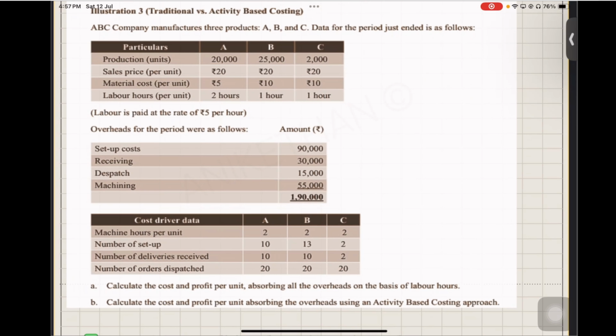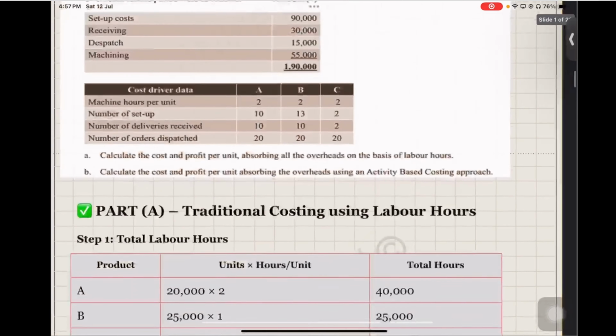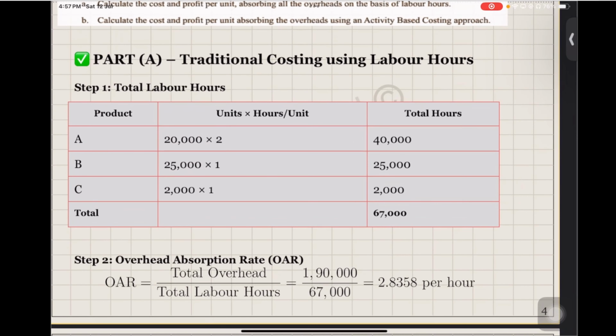After that, overhead. So overhead you have to absorb this 1,90,000. You have to absorb on the basis of labor hours. So that means you have to calculate the denominator, which is the total labor hours. Total labor hour, how do you calculate? For product A, 20,000 units, you need 2 hours. So this makes 40,000 hours. Product B, 25 into 1 hour, 25,000 hours. Product C, 2,000 hours. So 40 plus 25, 65 plus 2, 67,000. Total 67,000 hours. So that is calculated here.